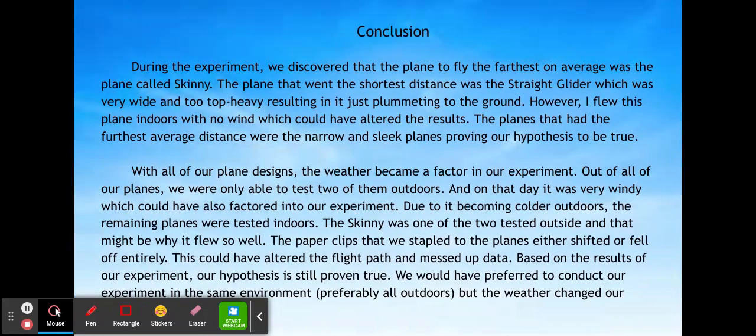Conclusion. During the experiment, we discovered that the plane that went the farthest on average was the plane called Skinny. The plane that went the shortest distance was called a straight glider, which is very wide and too top heavy, resulting in it plummeting to the ground. However, Alex flew this plane indoors with no wind, which could have altered the results. The planes that had the furthest average distance were the narrow and sleek planes, proving our hypothesis to be true.